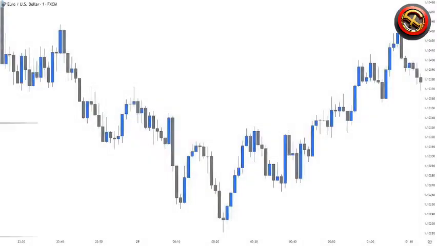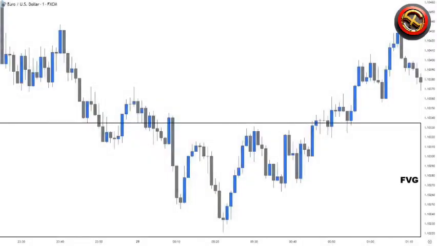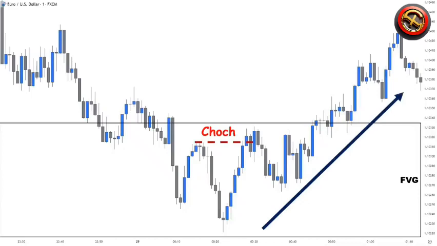After mitigating the fair value gaps area, we will look for reversal signals to confirm the entry. We must wait for a change of character to verify that the short-term trend is over and the market can continue going with the dominant higher time frame direction. If we have no change of character, we will have no trade. After the change of character confirmation, we have two entry trading models.